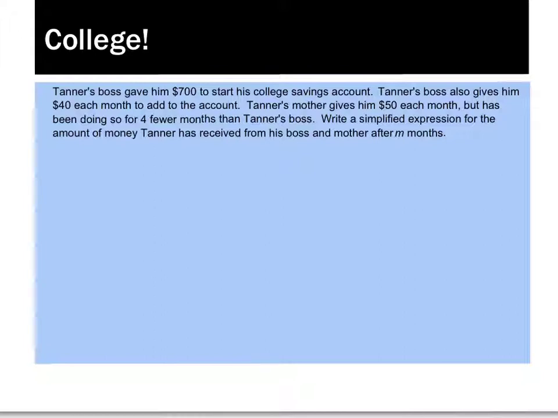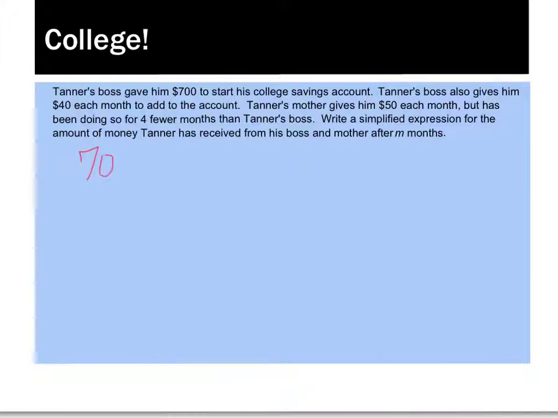All right, story problem, real life problem, college. Tanner's boss gave him $700 to start his college savings account. Tanner's boss also gives him $40 each month to add to the account. Tanner's mother gives him $50 each month, but has been doing so for 4 fewer months than Tanner's boss. Write a simplified expression for the amount of money Tanner has received from his boss and his mother after M months. So if we go back and reread, Tanner's boss gives him $700 to start his college savings account.